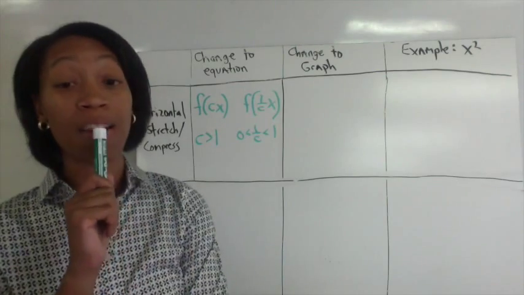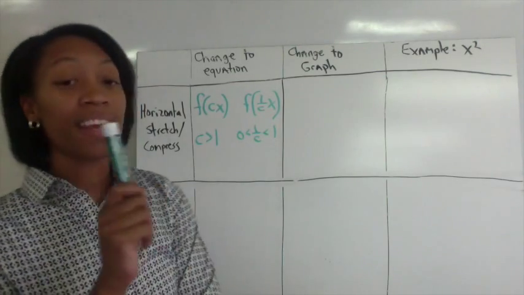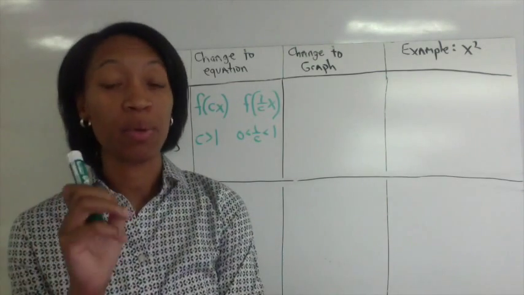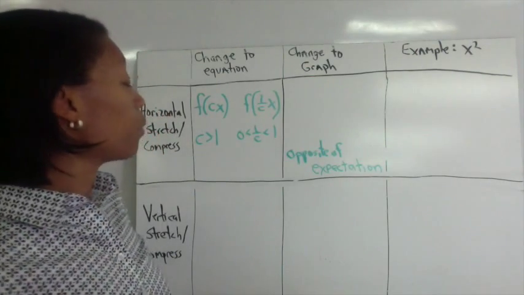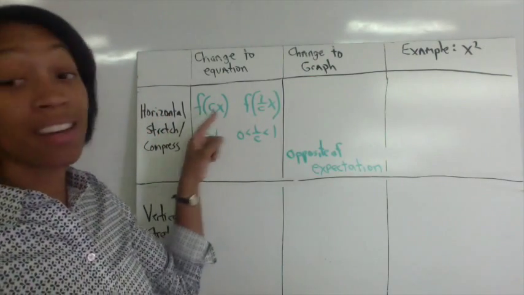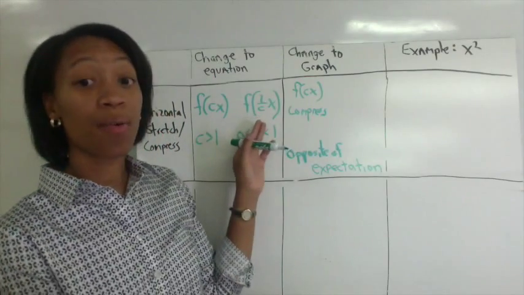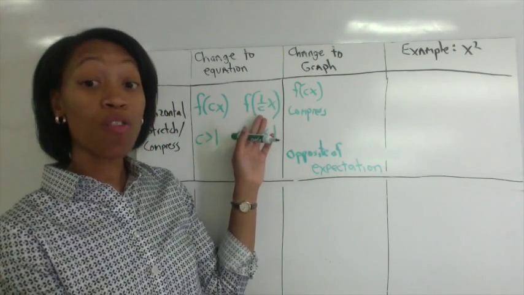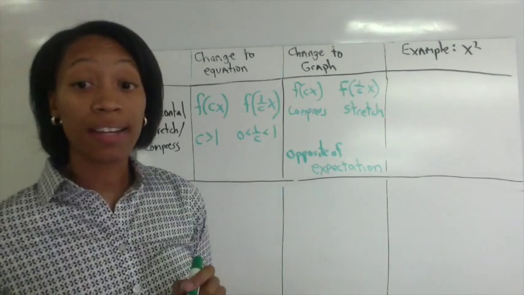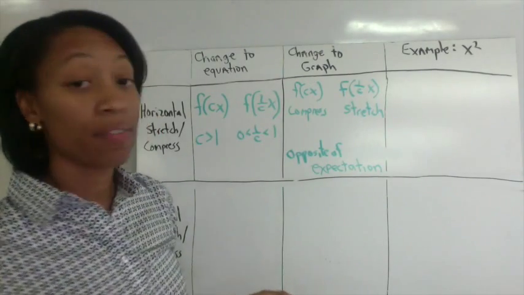Remember that when we're talking about x inside the function, it happens opposite than what you would expect. So when we have c times x, that is a compression. And multiplying x by 1 over c is a stretch. So let's look at an example of this.